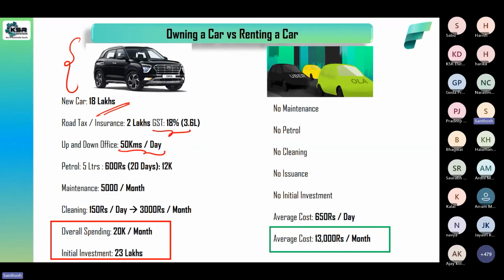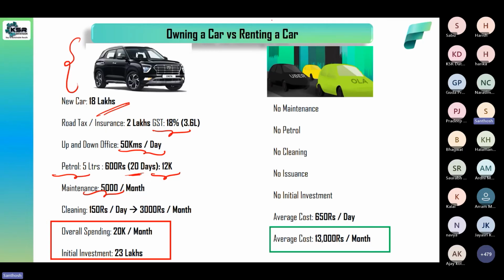And in Bangalore traffic, you will never use the fourth gear and fifth gear of your car. So obviously your mileage will drop. So every day 5 liters, 600 rupees. For the 20 days which I travel to office, I need to spend 12,000 for my petrol. And most importantly, I need to have maintenance. Driving 50 kilometers per day, in a month, definitely I need to spend for maintenance.